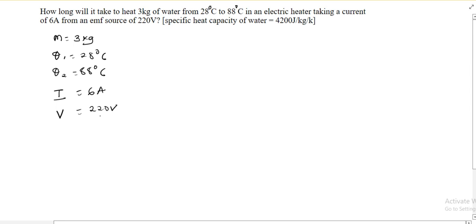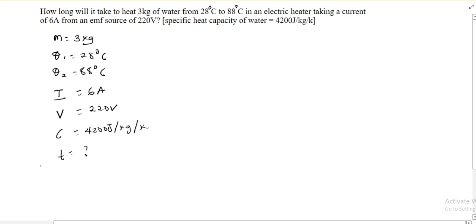And this is the question now. Our specific heat capacity C is 4,200 joules per kilogram per Kelvin. I want to find the time taken. How long will it take? Find the time taken.